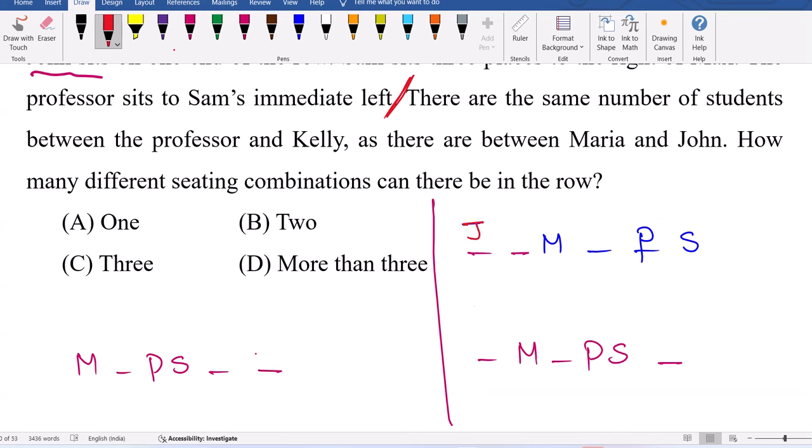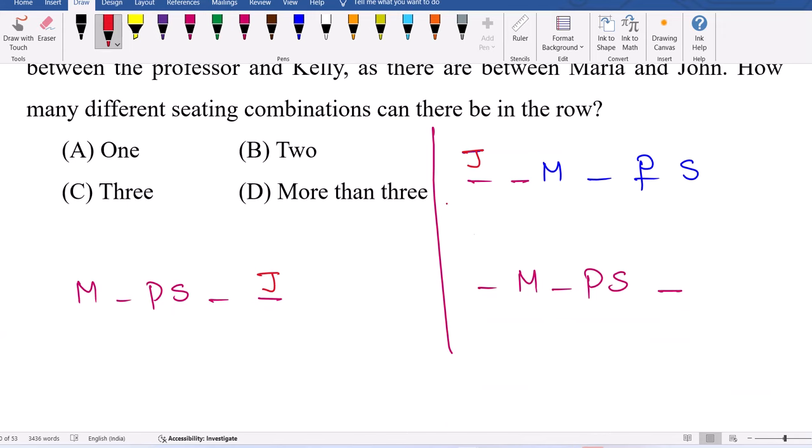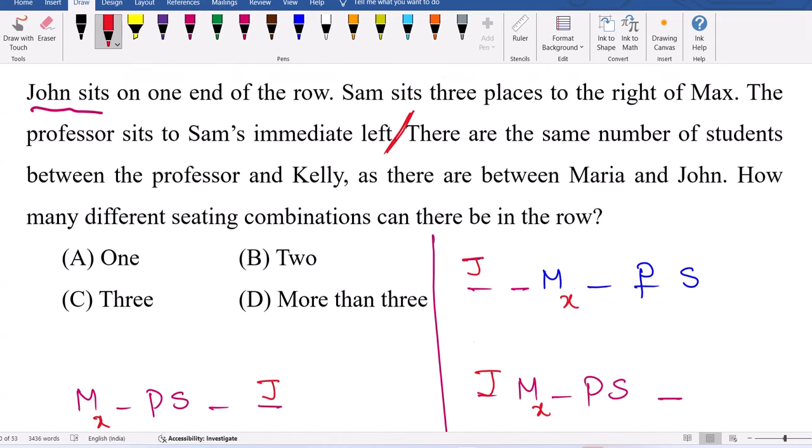Here, the left end is blocked. Jan can be here. Here, left end and right end, both are possible. Left end and right end, Max. Here, left end and right end, both are possible. So one I am taking at the left end, one at the right end. So far, Jan is at one of the ends of the row.